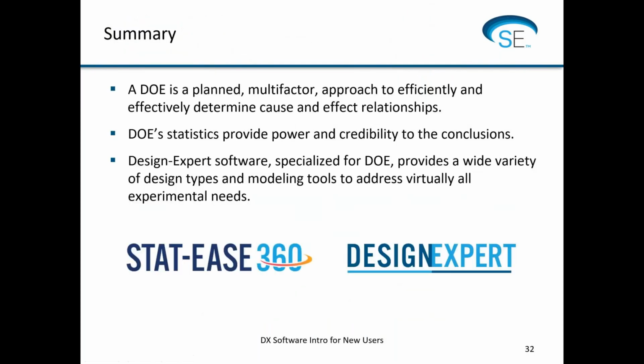So in summary, a DOE is a planned multi-factor approach to efficiently and effectively determine cause and effect relationships and to find the optimal solutions, I should say. DOE statistics provide powerful and credible conclusions, right? We have the statistics packaged around our data so that we know that when we say factor X matters, indeed it does, and that we have some confidence in what we're reporting.